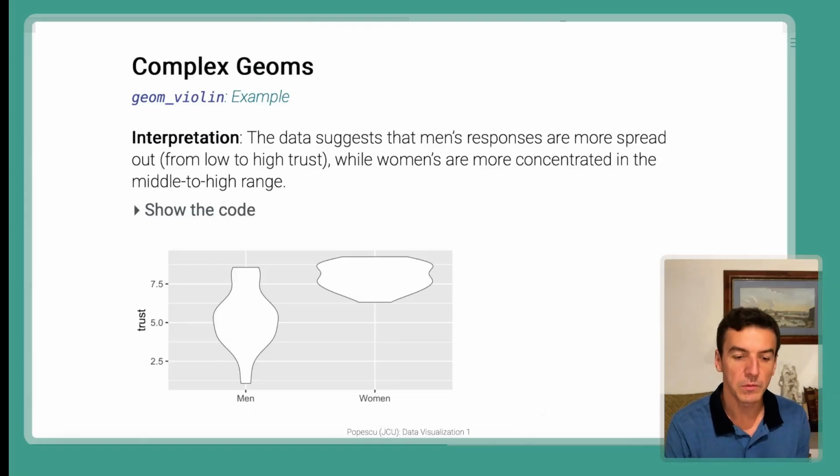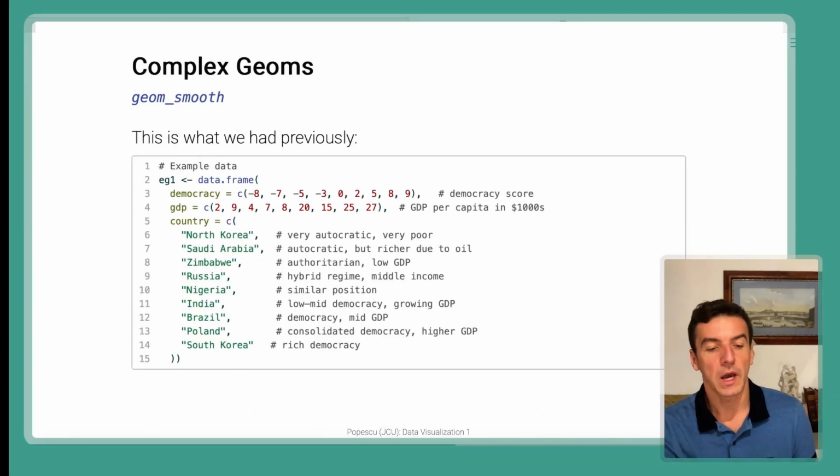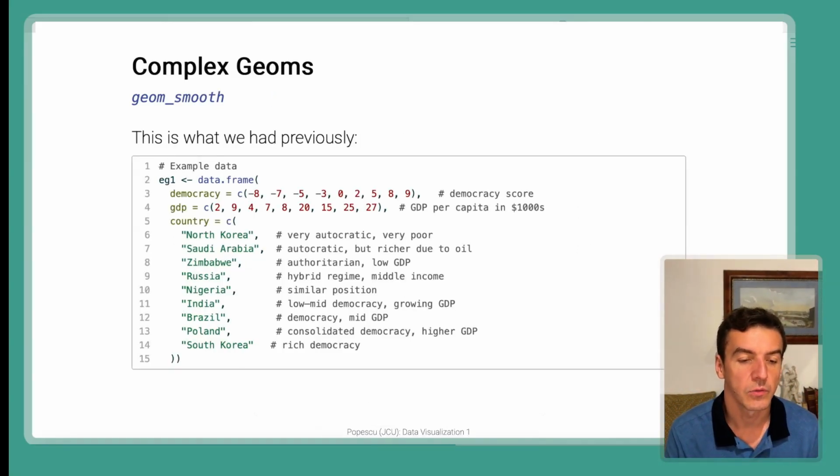So there's a few men who trust the government, but there's also quite a few people who don't trust the government. Okay, so how do we use geom smooth?